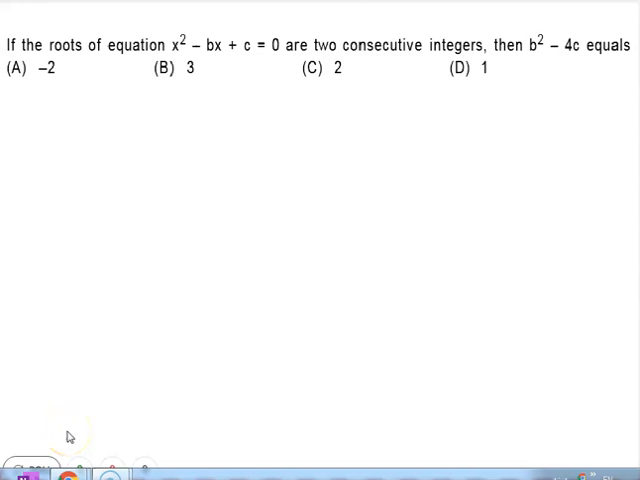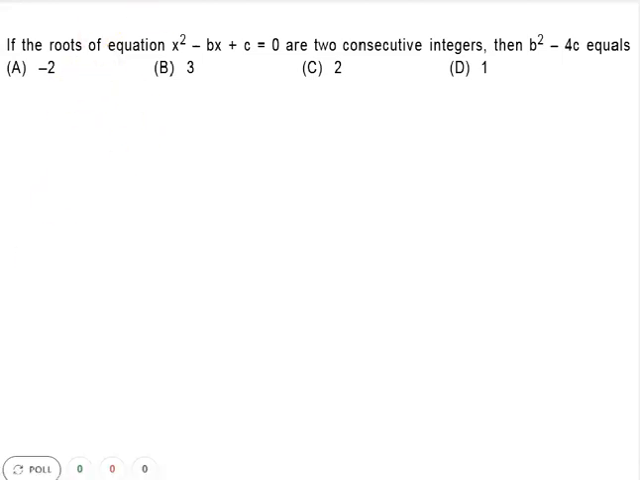So today I am going to discuss a very important question from the quadratic equation, guys, and this question is important for class 10th students, right? According to this question we have to find out b square minus 4c, and one piece of information is given: the roots of the equation are two consecutive integers, right?